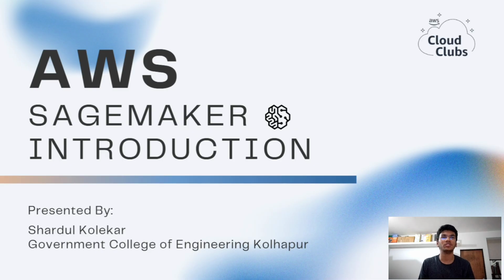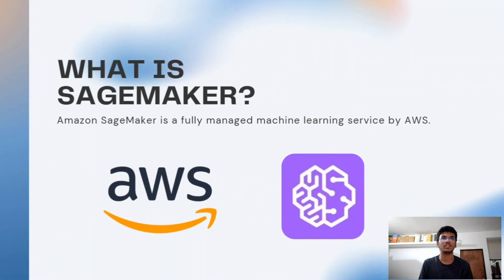So, what is AWS SageMaker? AWS SageMaker is a fully managed machine learning service by AWS that helps developers and data scientists quickly build, train, deploy machine learning models without needing to manage infrastructure.